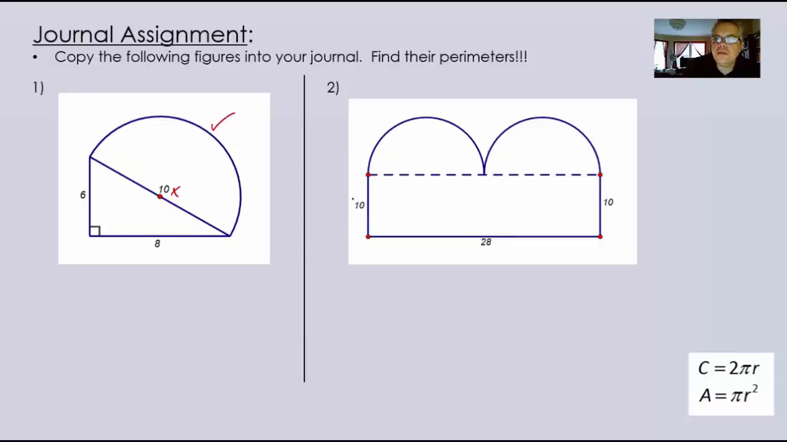The figure on the right, we have 3 sides here, 10, 28, 10 that are part of the perimeter, and 2 semicircles. Okay, you're going to have to find the radius of the semicircle and write expressions for them.